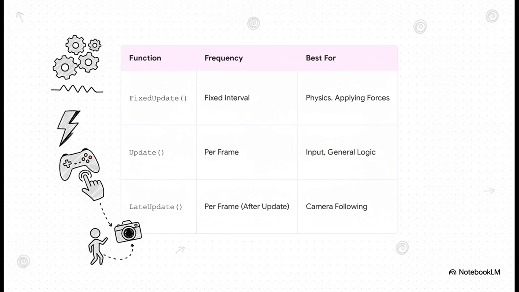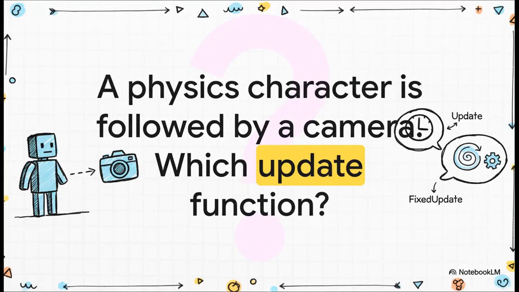And LateUpdate runs after all the Update calls are done, which makes it perfect for things that need to react to what just happened, like a camera trying to follow a moving player. Okay, quick pop quiz. Let's make this practical. You've got a character, and their movement is driven by Unity's physics engine. You also have a camera that needs to follow them smoothly. Based on what we just covered, which update function goes with which script?